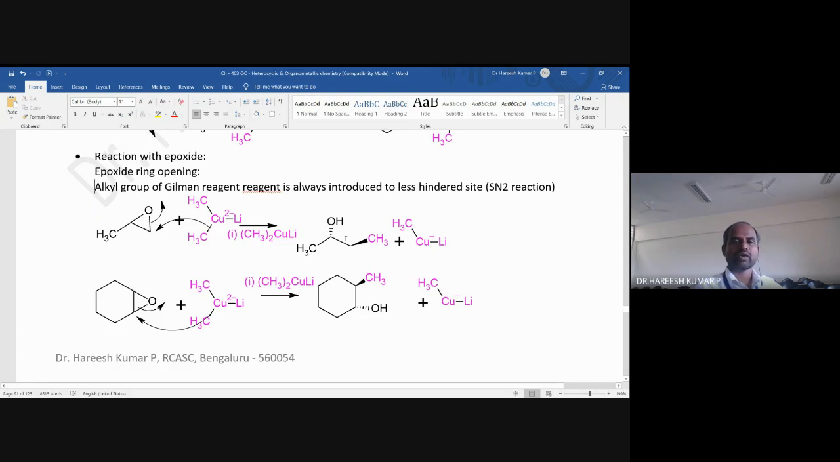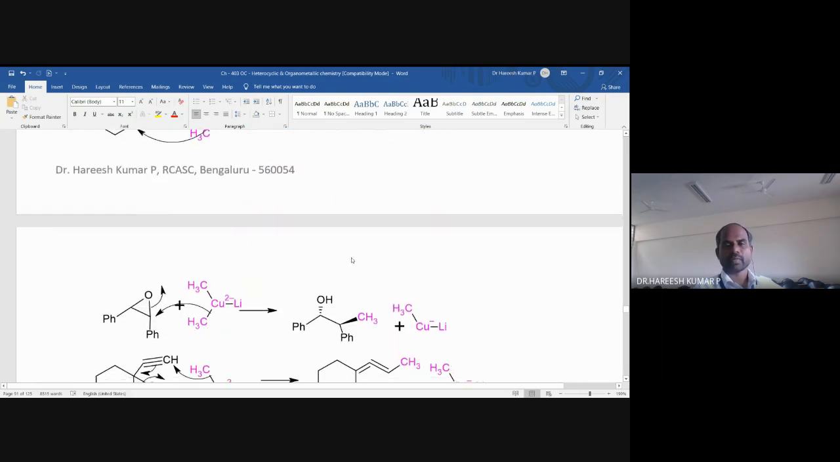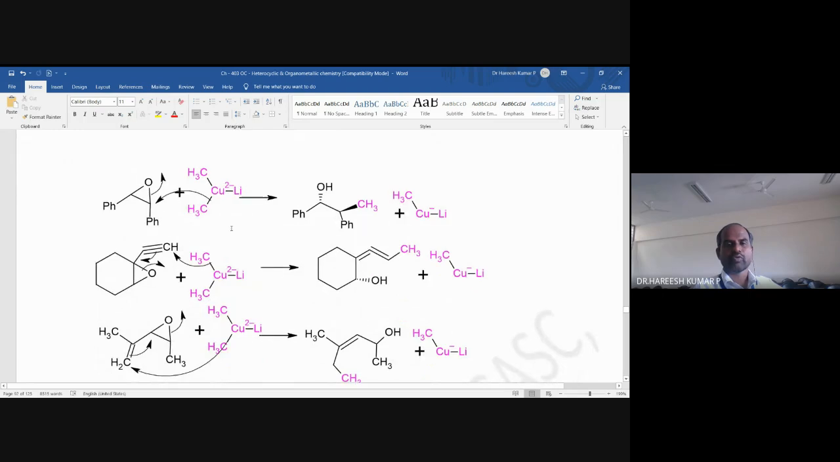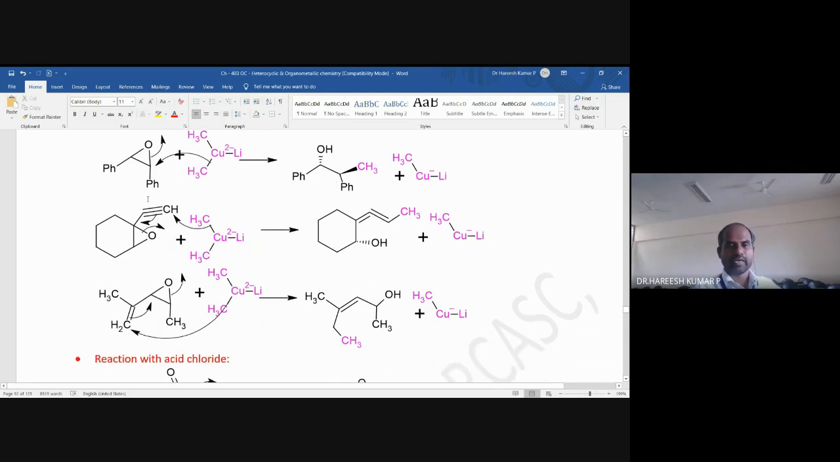So why is this inversion of configuration? Because it follows an SN2 reaction. Here I am taking one more epoxide. When this epoxide is treated with dimethyl lithium cuprate, it gives a trans product. So the obtained stereochemistry of the product is trans. This also is trans. Here I am taking a few more examples. This epoxide is a cis epoxide, but when it reacts with dimethyl lithium cuprate, the product obtained is trans. Similarly, here I am taking one more.